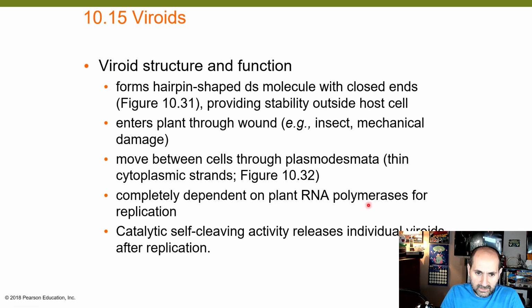Completely dependent on plant RNA polymerases. Now, what's interesting is plants do have RNA polymerases, RNA-dependent RNA polymerases, and so they can actually copy these for the viroid.